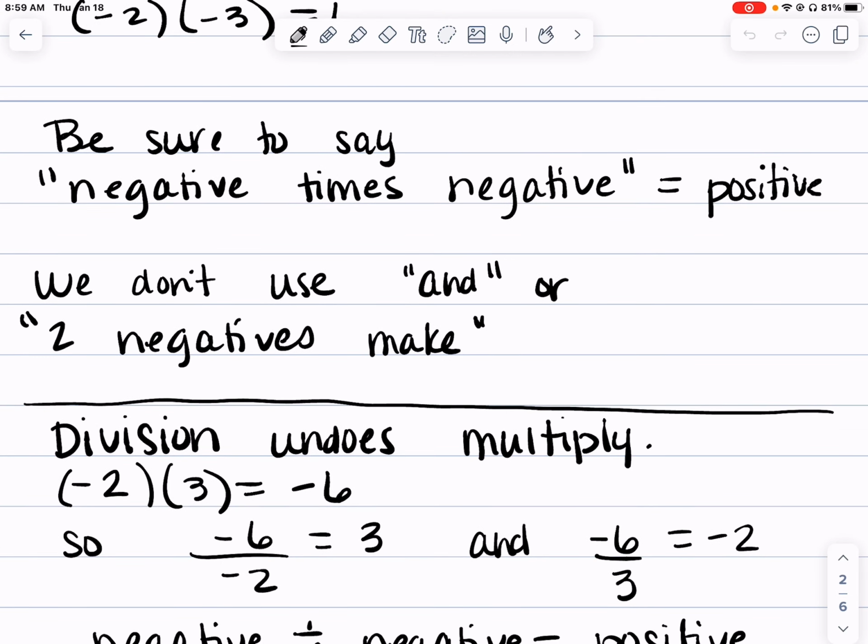Be sure to say a negative times a negative equals a positive. We don't use "and" or "two negatives make." Okay, we say a negative times a negative equals a positive.